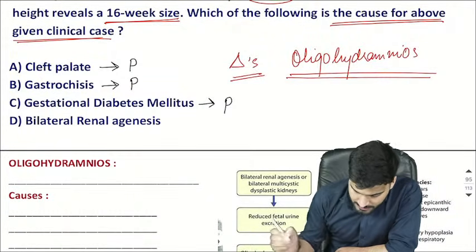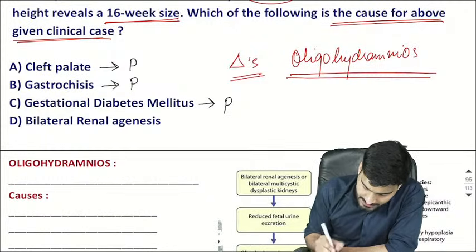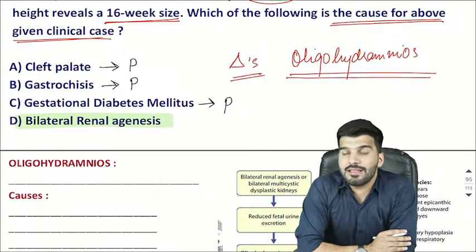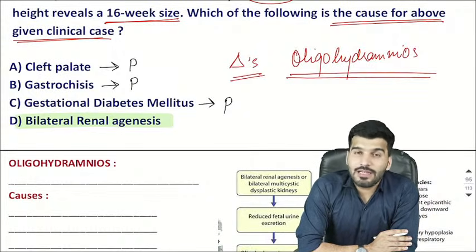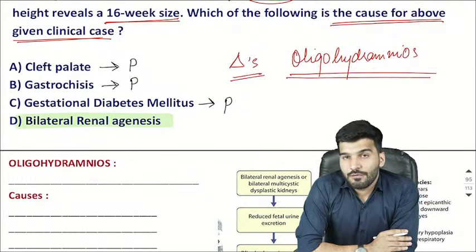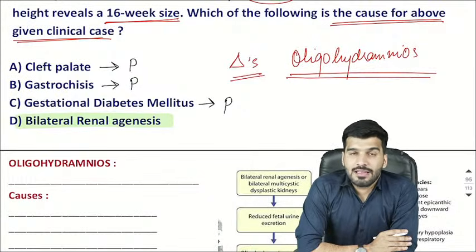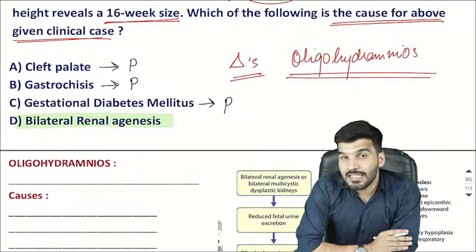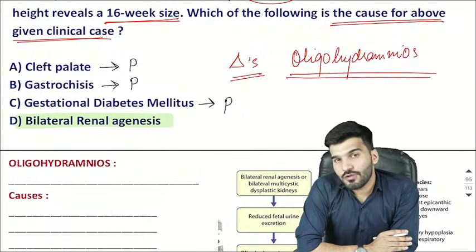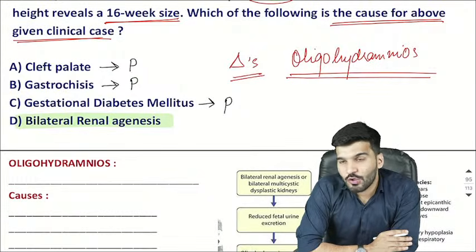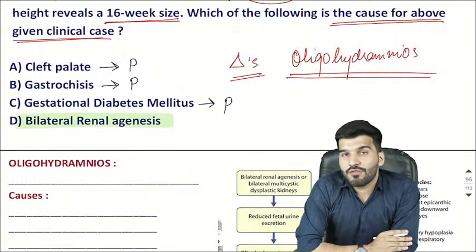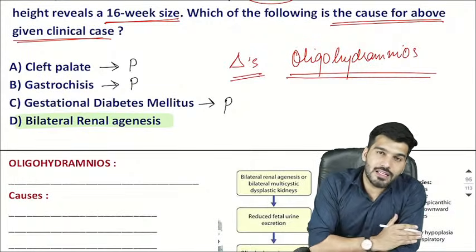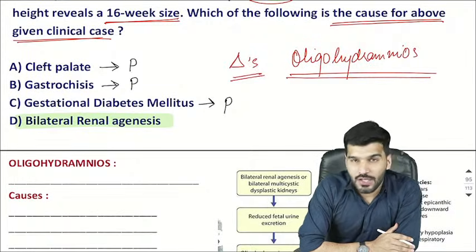Gestational diabetes mellitus, polyhydramnios. Bilateral renal agenesis, because something wrong with the kidneys will eventually decrease the GFR, will eventually decrease the fetal urine formation. And when the fetal urine is decreased, it is going to be oligohydramnios. Because in the earlier pregnancy, it's the maternal contribution for the amniotic fluid, but later on, after 20 weeks onwards, the main contributor of the amniotic fluid is going to be the fetal urine. So anything wrong with the kidneys will eventually lead to oligohydramnios.